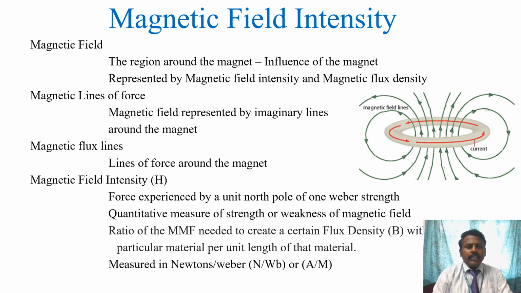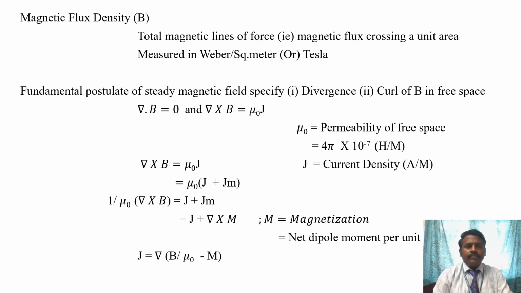by capital H. It is the force experienced by a unit north pole of 1 Weber strength, a quantitative measure of the strength or weakness of the magnetic field, and it is a ratio of the magnetomotive force needed to create a certain flux density B in a particular material per unit length of that material. So this magnetic field intensity is measured in Newton per Weber or ampere per meter. This is the unit of magnetic field intensity.